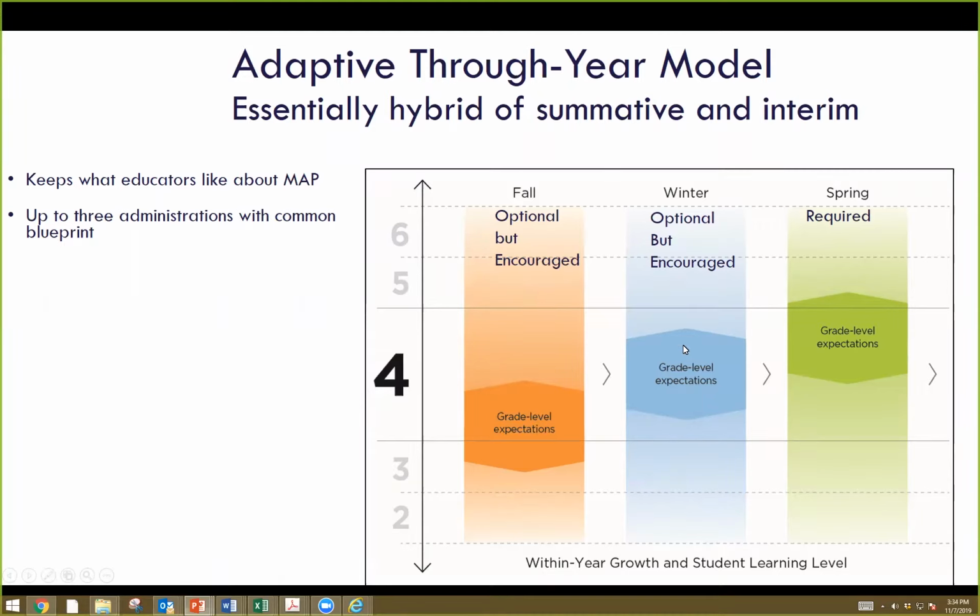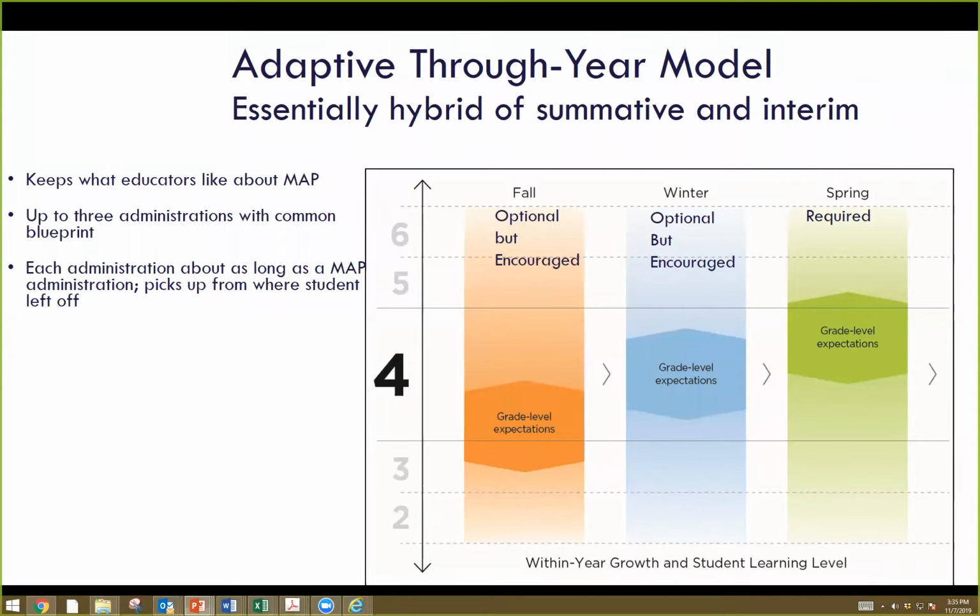With the winter administration, it's the same. They'll be able to go up and down. And in the spring, they may be able to go above grade level or below grade level, depending on what they did the rest of the year. And we'll get to what that looks like here in a minute.